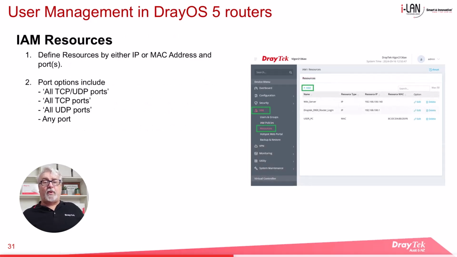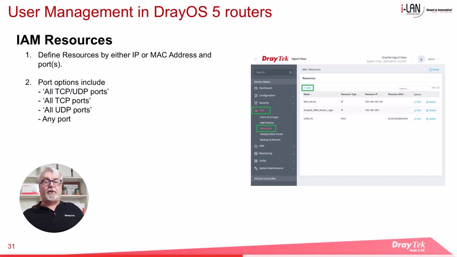We've mentioned IAM resources several times already, as they can be used in IAM group policies, so now we'll explain exactly what IAM resources are. IAM resources are defined by a combination of either IP address or MAC address and a port selection. Any combination of TCP ports, UDP ports, or both can be used along with the IP or MAC address to define an IAM resource.